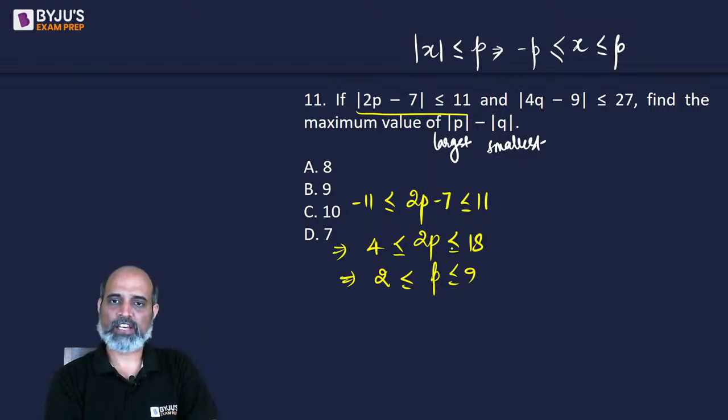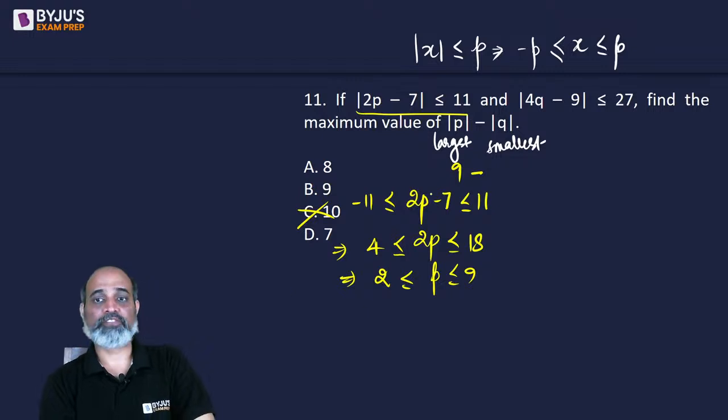So the largest value of p is going to be 9. We can't take more than that. 9 minus something, so definitely it's not going to be 10. If q can take a value of 0, then 9 can be the largest. Our target is to keep 9.